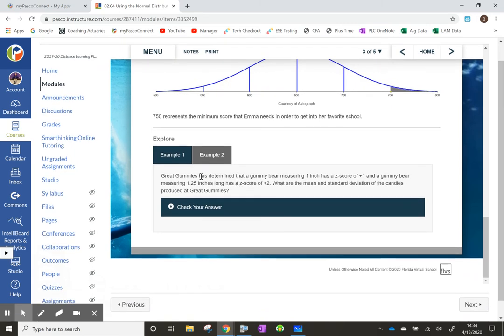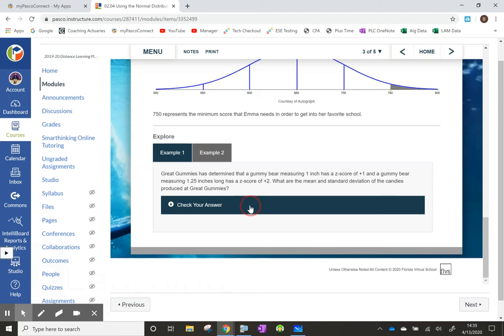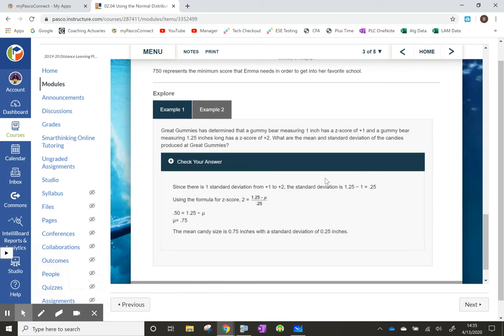Okay. Great Gummies has determined that a gummy bear measuring 1 inch has a z-score of +1 and a gummy bear measuring 1.25 inches long has a z-score of +2. What are the mean and standard deviation of the candies? I'm just going to quickly show the work here. Since there is one standard deviation from +1 to +2, we know the standard deviation is 0.25.